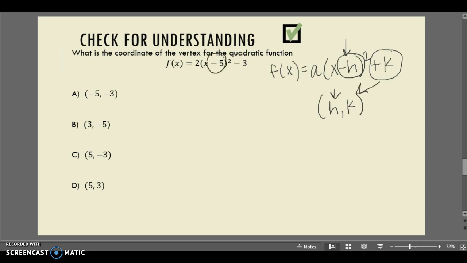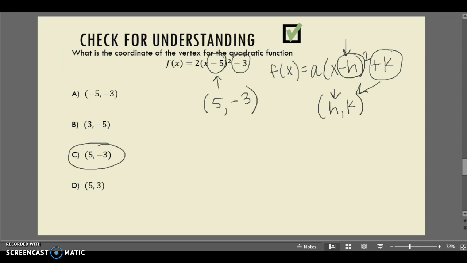So here's our two numbers that we're concerned about, negative 5 and negative 3. Since that is negative, we want a positive value. We're just always going to take the opposite. And then negative 3 stays the same. So our answer is C, 5, negative 3.